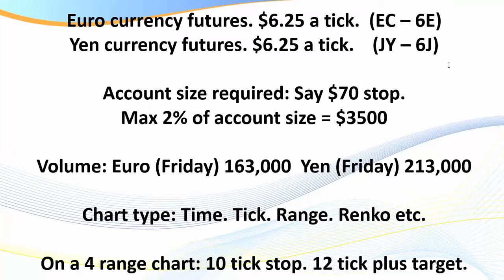Now let's talk about account sizes, and this is where dealing direct with the spot market has a major advantage over currency futures, because you really need to have at least $3,500 to stay within the 2% maximum rule. Let's look at it this way: if you're trading a 4 range, which we'll look at in a moment, and you've got a 10 tick stop, that's $62.50. Put on, let's say, $5 commission. Say you get a tick of slippage, your risk is $70. So for 2% of that, you require a $3,500 account.